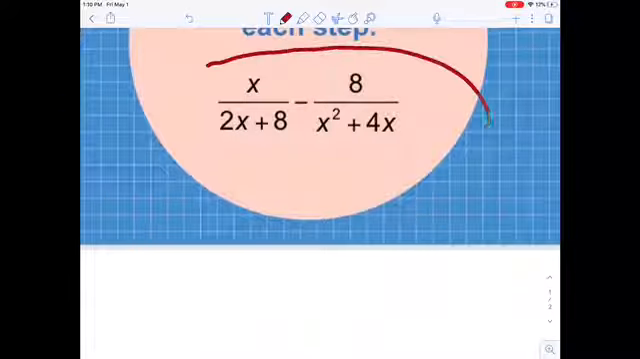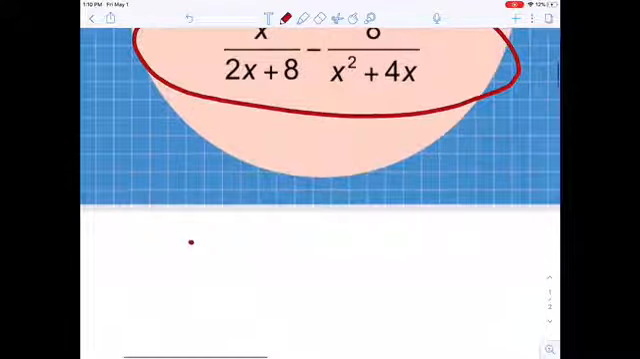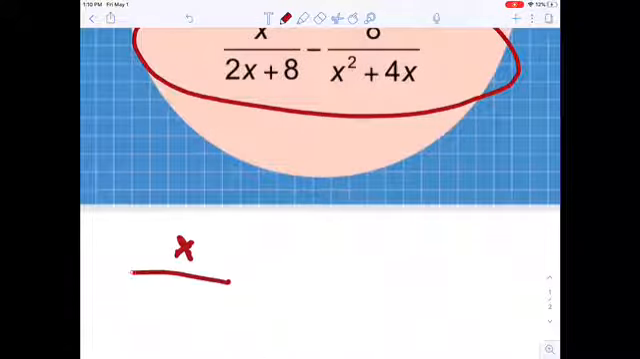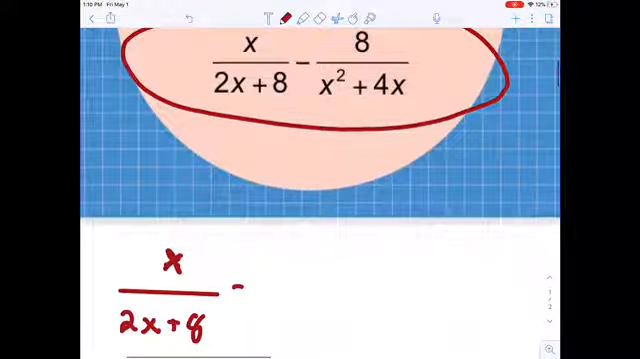So today I'm going to start explaining my first problem, which is x over 2x plus 8 minus 8 over x squared plus 4x. So to start off, I'm just going to write it out again because it helps me understand it. And I'm going to write it in red, and I'm going to progressively change colors so it makes more sense to me. And this is fairly simple.